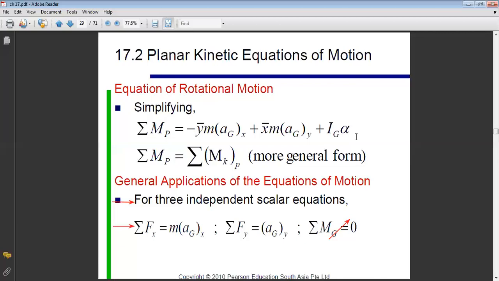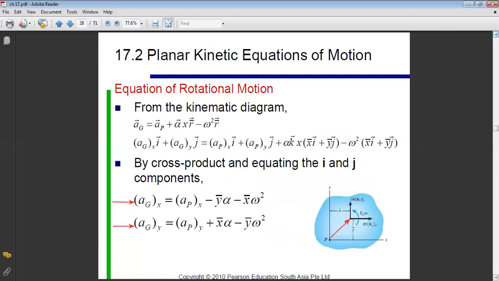Now, what is the physical interpretation of this relation? To understand it better, it's very simple. Let's go back to this figure. When I do sum of moments about P, this means that I am doing the sum of moments of all forces acting on the rigid body about P. And you know well that I can always represent what is taking place on my rigid body by what is taking place at G. Why?